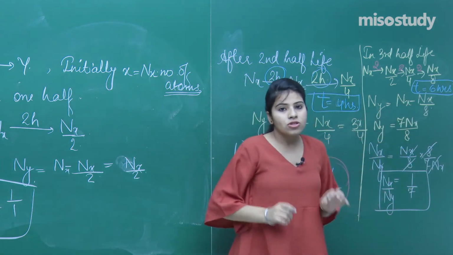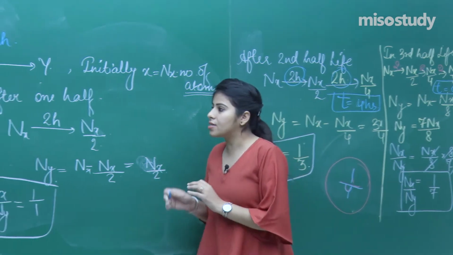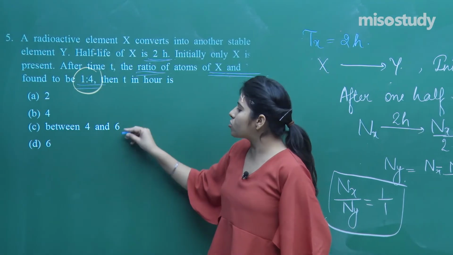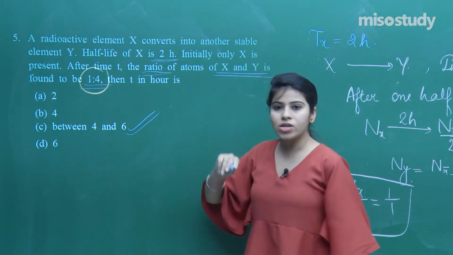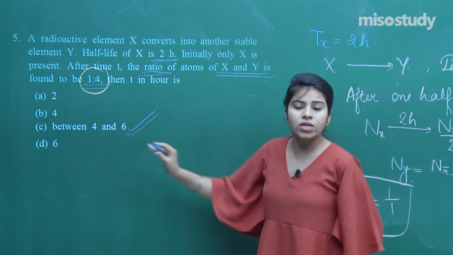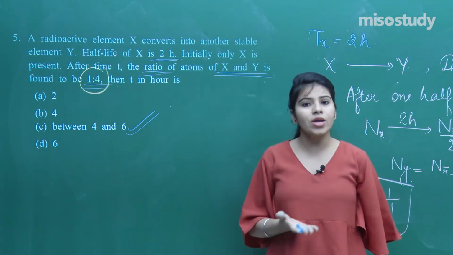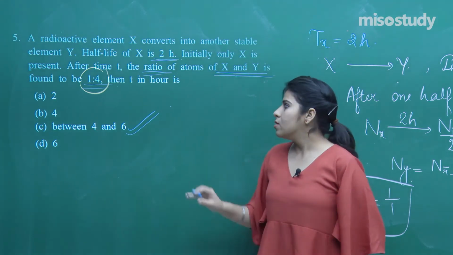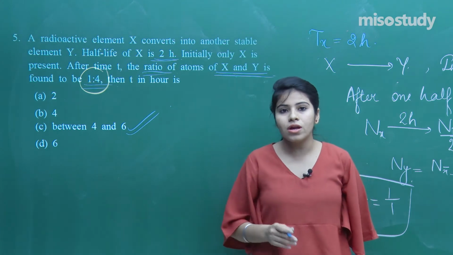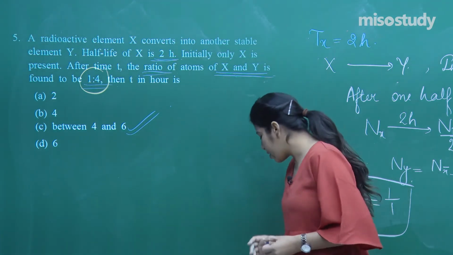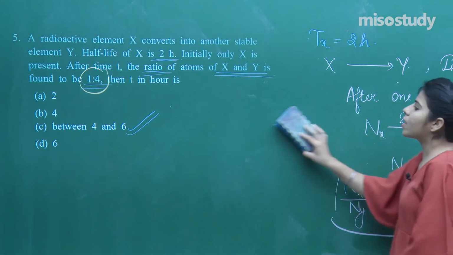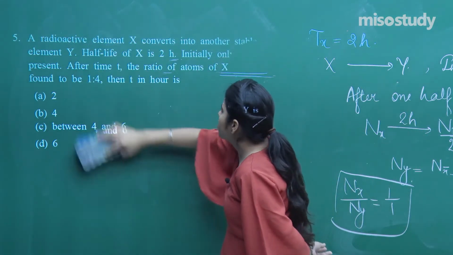So now I'll be checking the options that are available before me, and I can see that option C is the correct answer. Appropriately it has been given that the time interval will be between 4 and 6 hours. So definitely we are getting the correct answer. So this is the correct approach to the question, and definitely this is the correct one. So now let me move towards the next question, and for that I will be preparing the board for you.